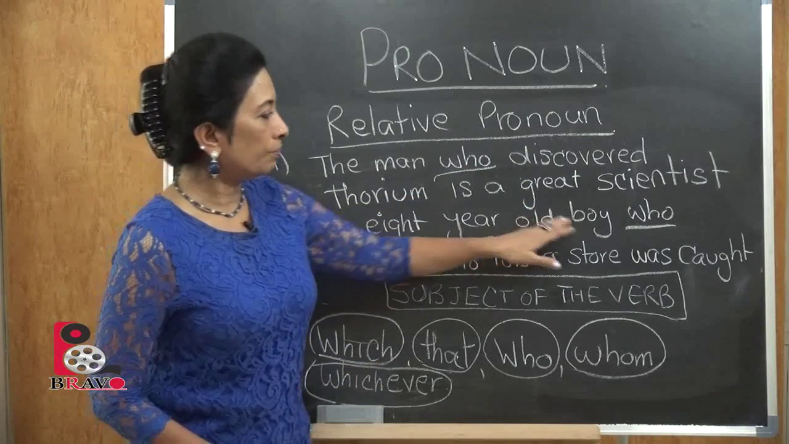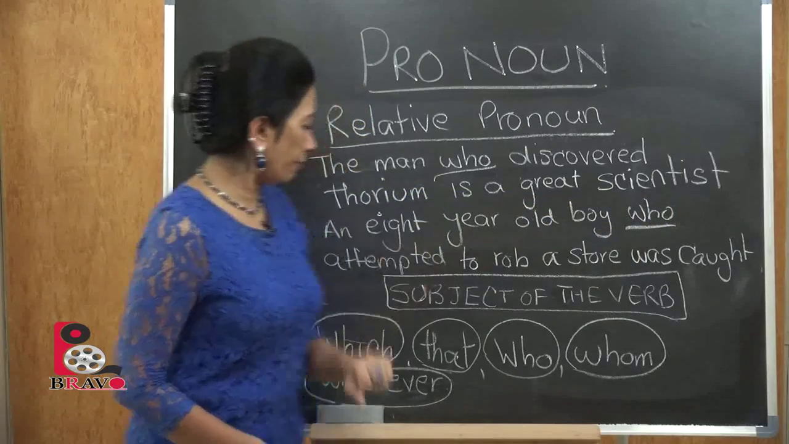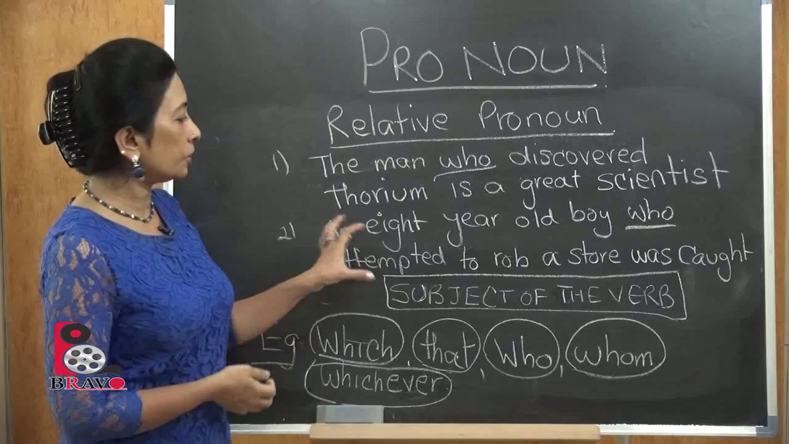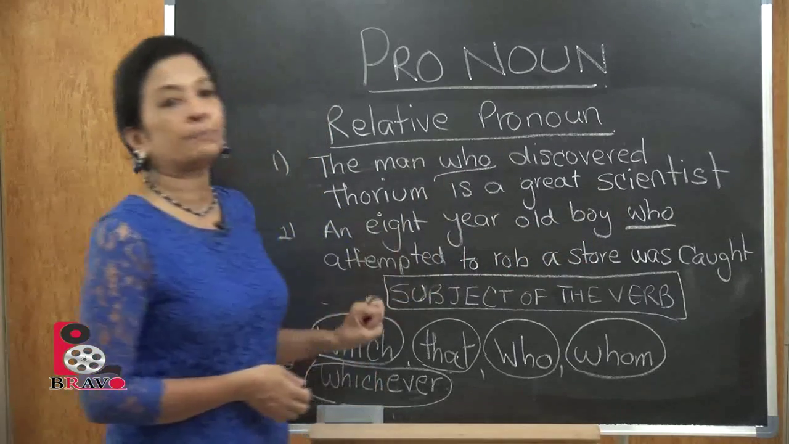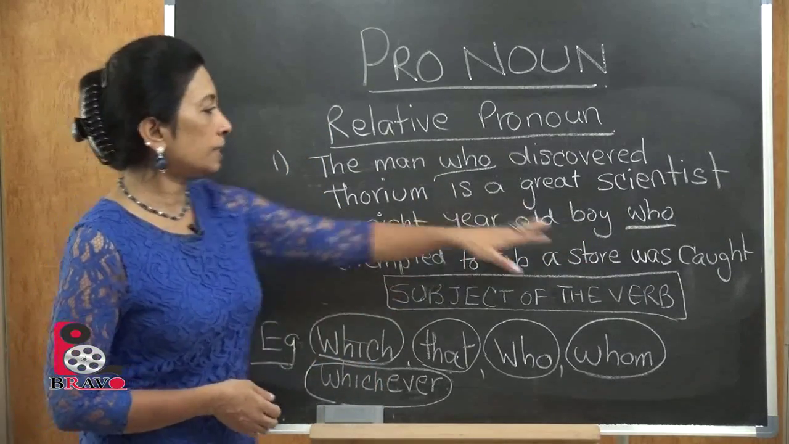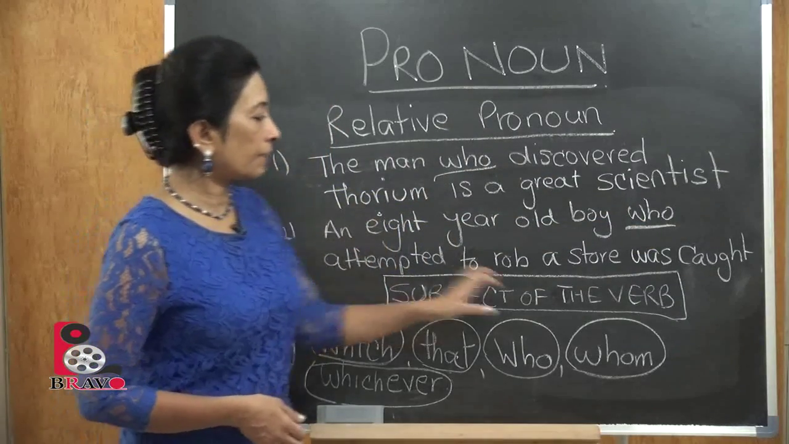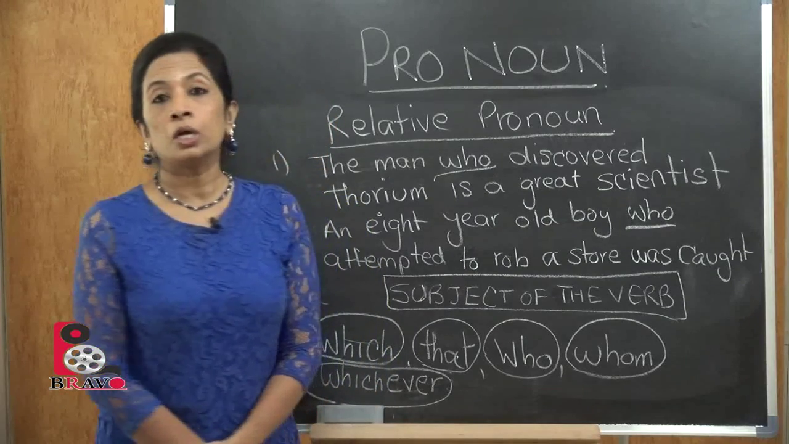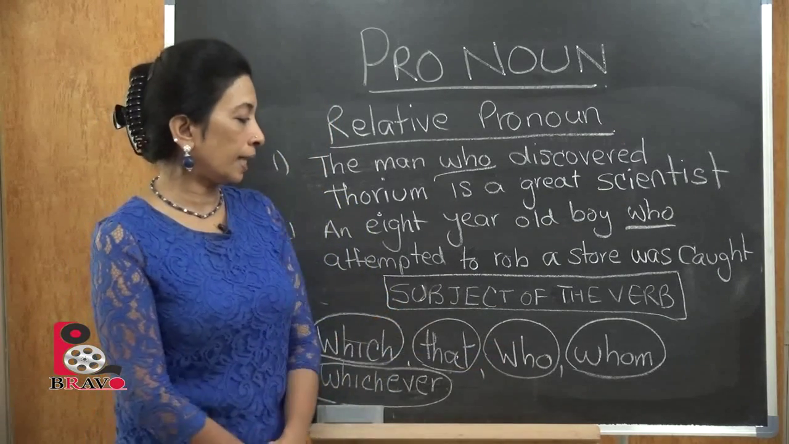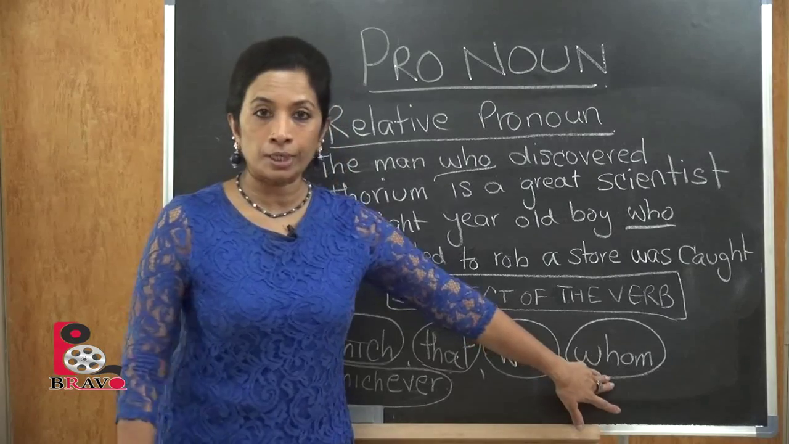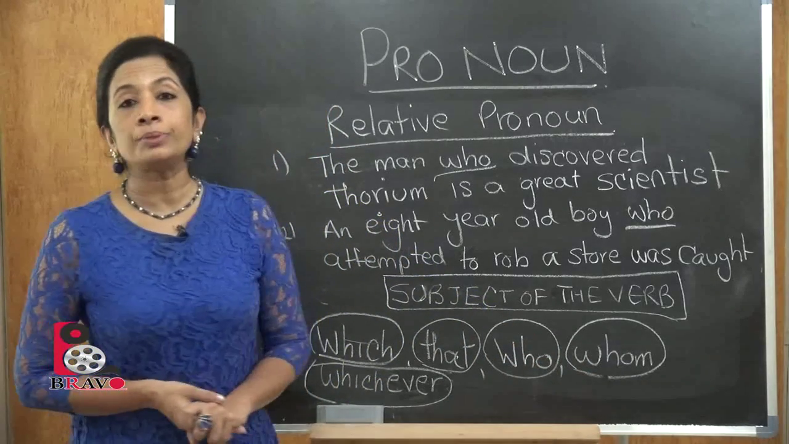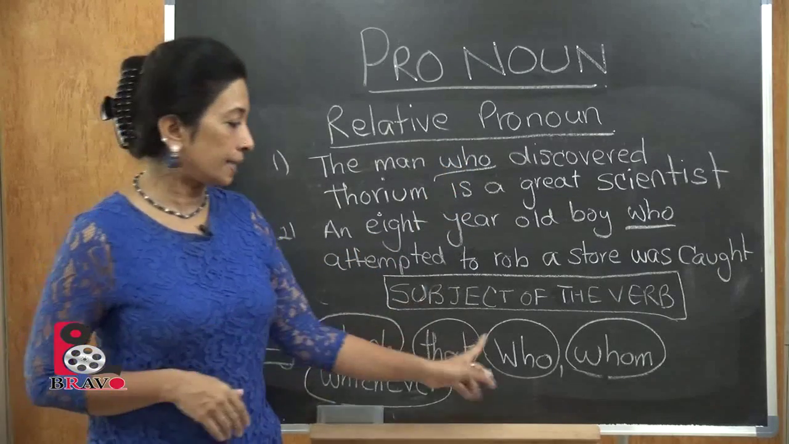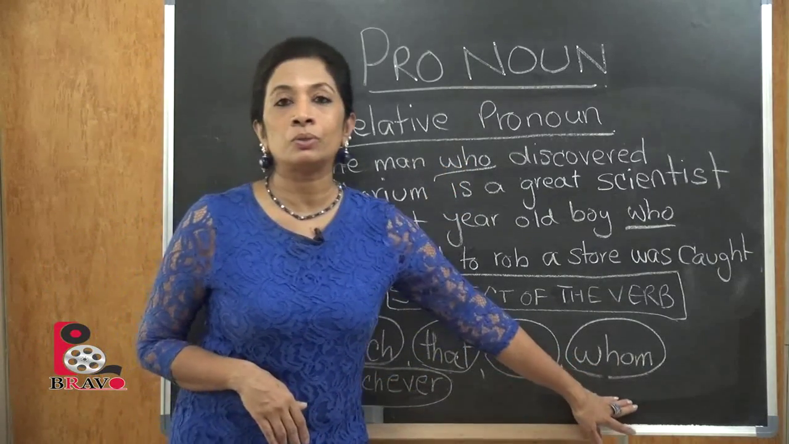An 8-year-old boy, I can leave that off and say attempted to rob the store was caught. It makes the same sense. But the moment you say the 8-year-old boy who attempted, so there was an action here. So, this who complements the subject of the verb in this sentence: to rob the store was caught. So that's how the who is done. And whom, that I'm going to touch next, will be the object of the verb. So I'll explain that with a couple more sentences so you understand how to use who and where to use who.